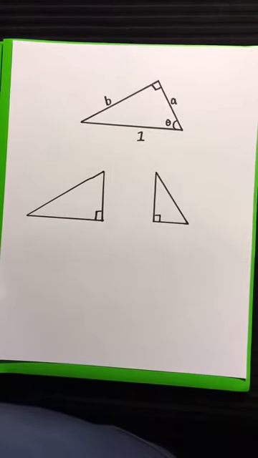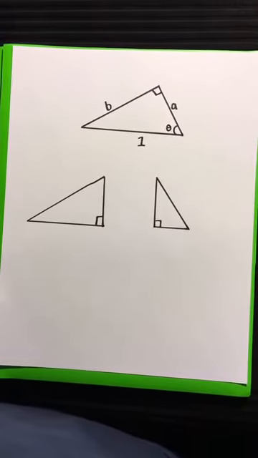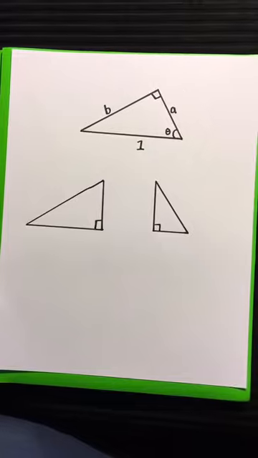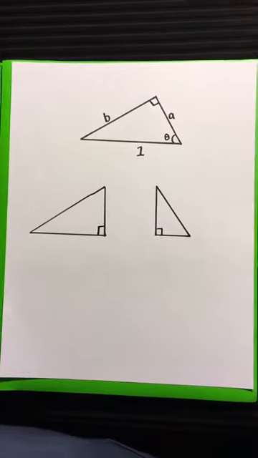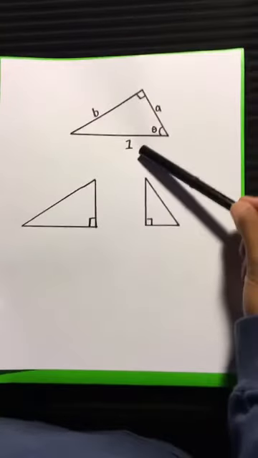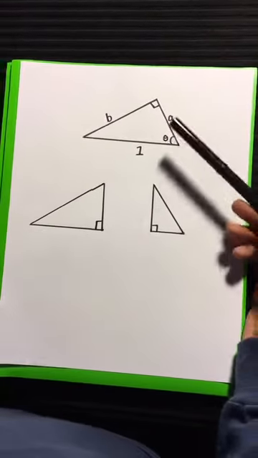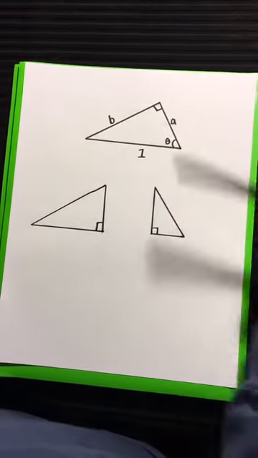In this video, you will be learning how to derive the Pythagorean identity using similar triangles. So you're going to start out with a right triangle whose hypotenuse is 1, and the short leg is labeled A and the long leg is labeled B.